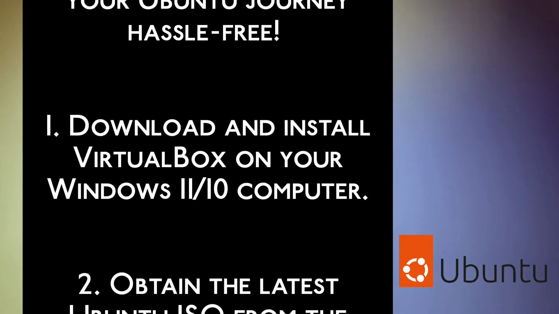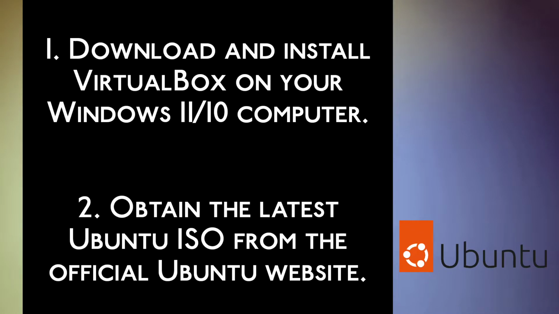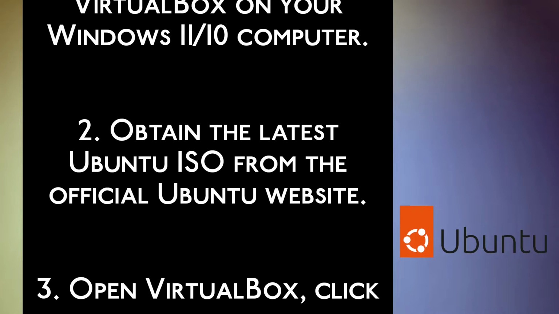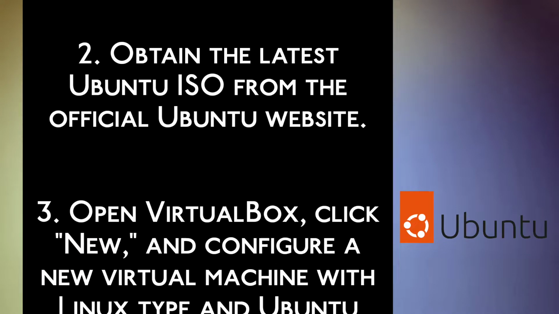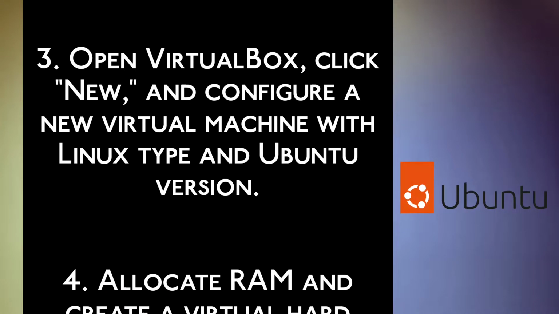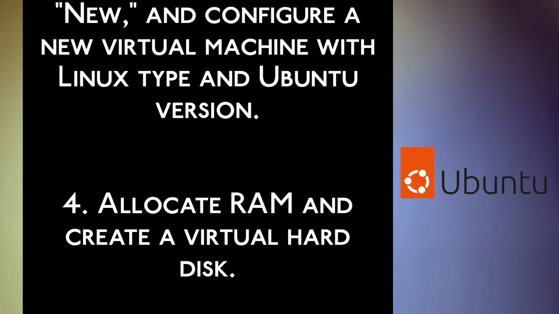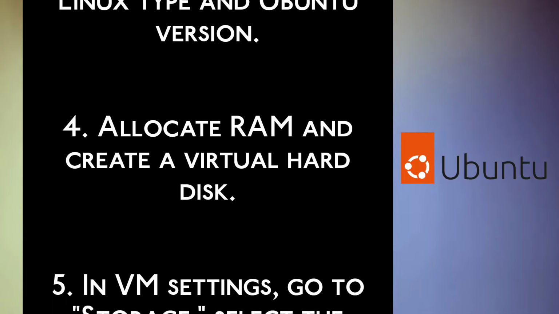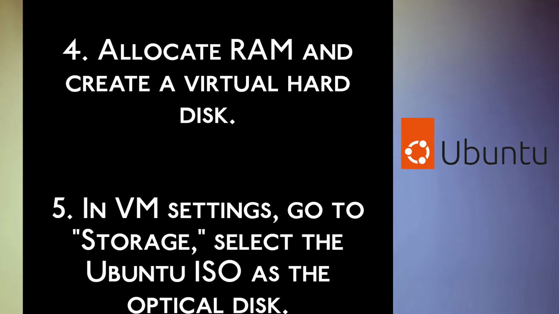Step 1. Download and install VirtualBox on your Windows 11 or 10 computer. Step 2. Obtain the latest Ubuntu ISO from the official Ubuntu website. Step 3. Open VirtualBox, click New, and configure a new virtual machine with Linux type and Ubuntu version. Step 4. Allocate RAM and create a virtual hard disk.